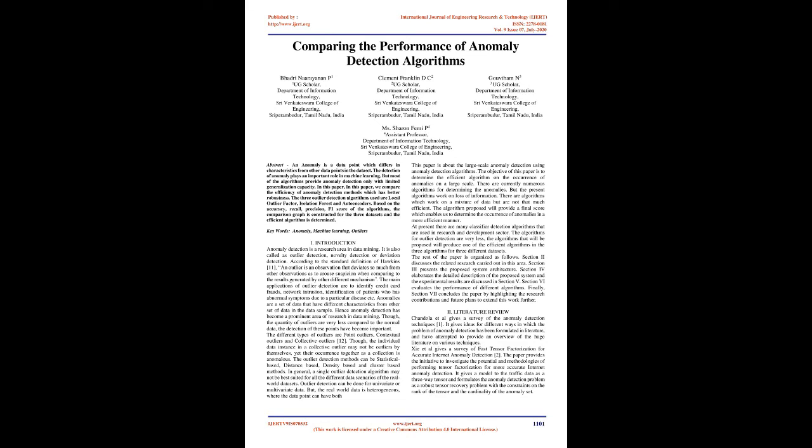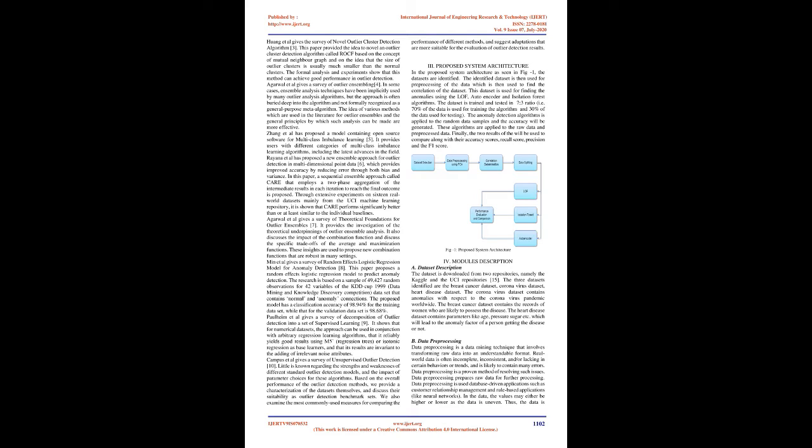There are currently numerous algorithms for determining the anomalies. But the present algorithms work on loss of information. There are algorithms which work on a mixture of data but are not that much efficient. The algorithm proposed will provide a final score which enables us to determine the occurrence of anomalies in a more efficient manner. At present there are many classifier detection algorithms that are used in research and development sector. The algorithms for outlier detection are very less. The algorithms that will be proposed will produce one of the efficient algorithms in the three algorithms for three different data sets. The rest of the paper is organized as follows.